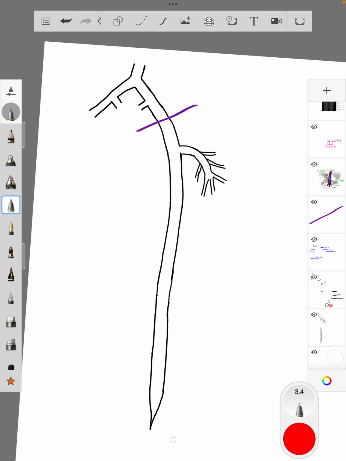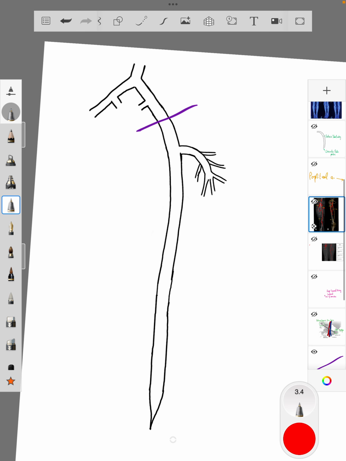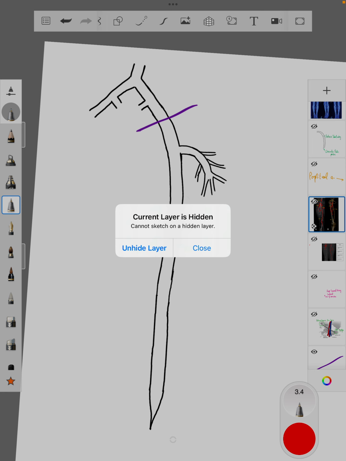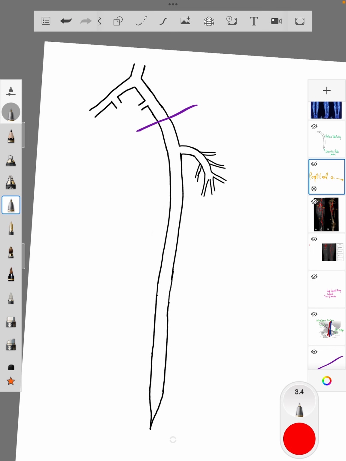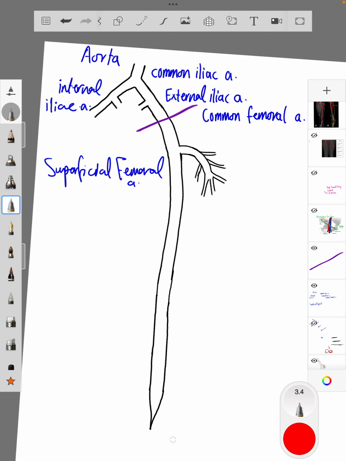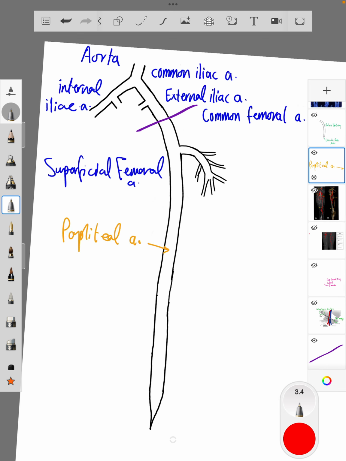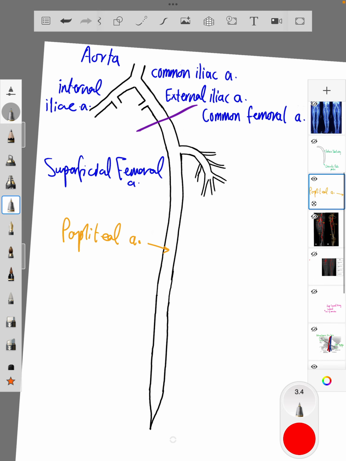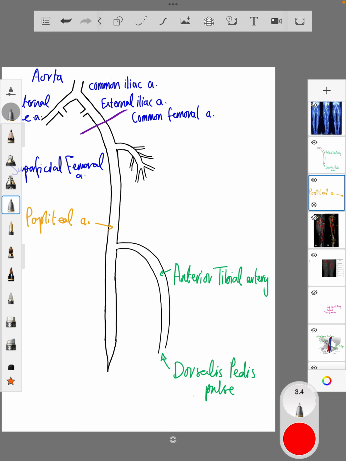And now we're gonna go on to the leg. So as the superficial femoral artery keeps going down, it turns into the popliteal artery. When it reaches the knee, it becomes the popliteal artery. And now from the popliteal artery, there's gonna be three main branches in the leg, three main runoffs. The first one is the anterior tibial artery.